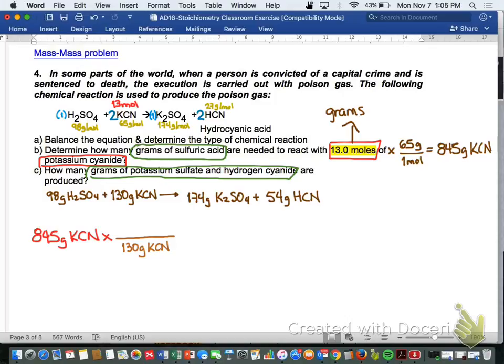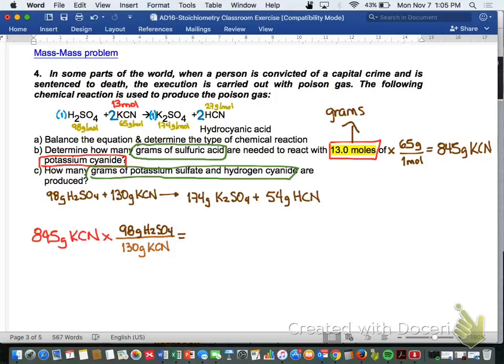Above, I will use the grams of the substance I want to calculate. So I will start with 98 grams of sulfuric acid, and then it will give you 845 times 98 divided by 130.